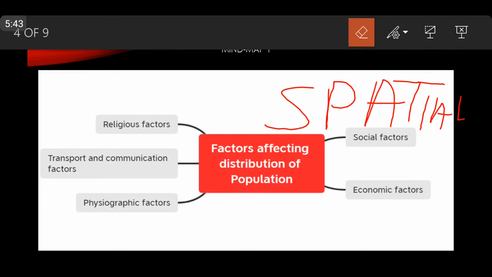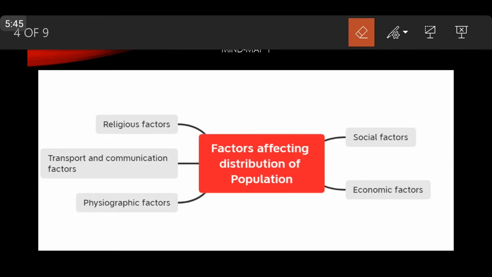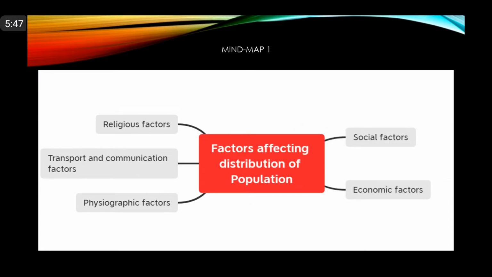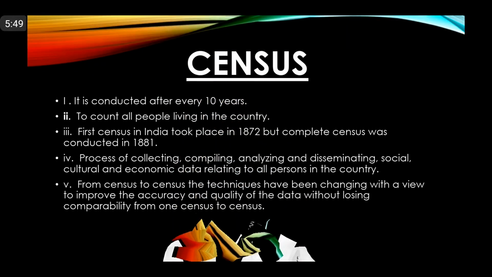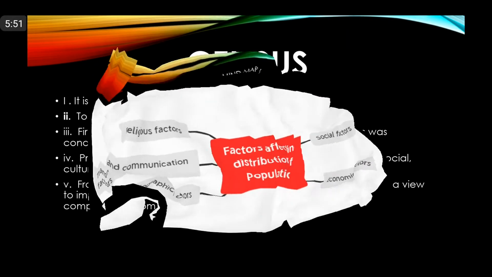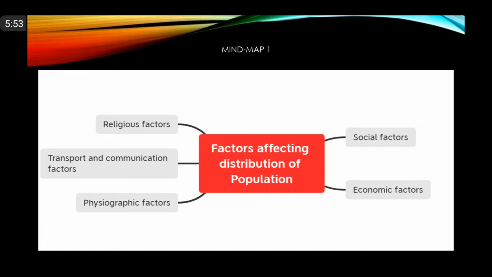Now, another physical factor could be your water supply. Water is essential for human settlements. It is used for various purposes, including domestic uses and irrigation. So, rivers are important sources of water, and the valleys are generally rich in fertile soils also. Hence, most of the river valleys of India are densely populated. That was your physiographic factors.